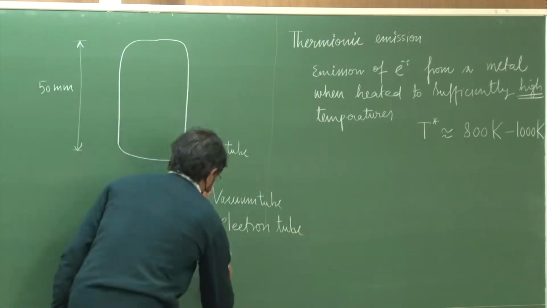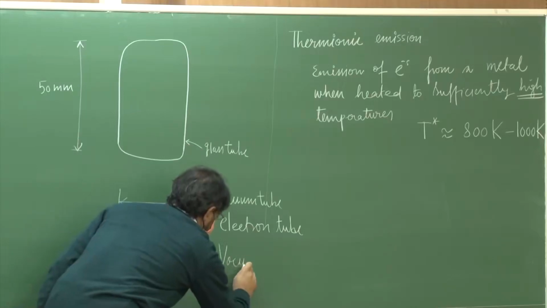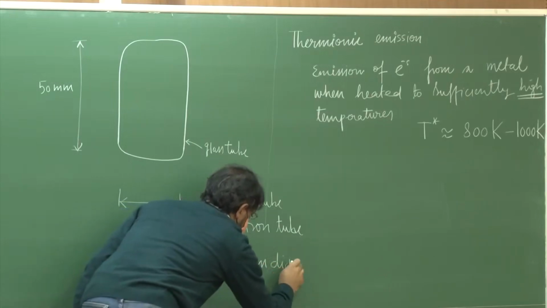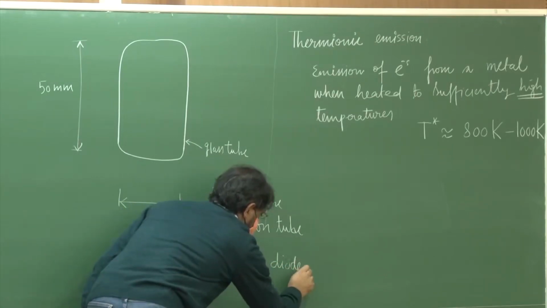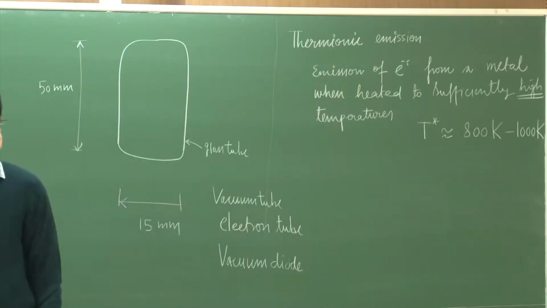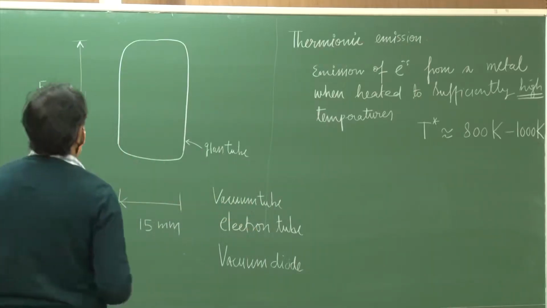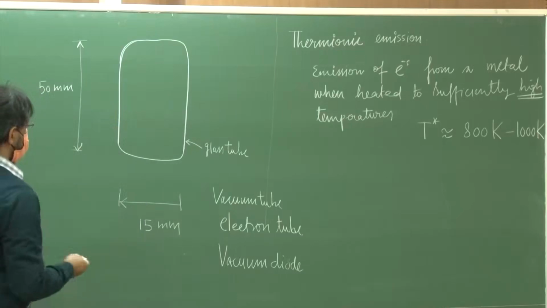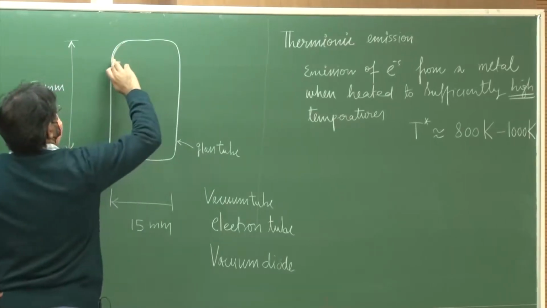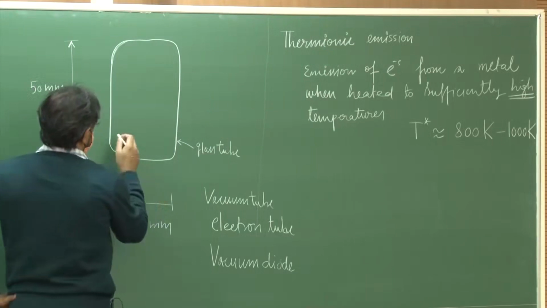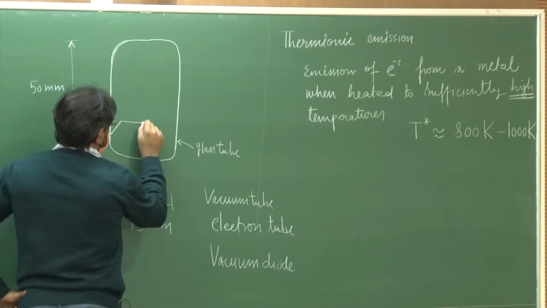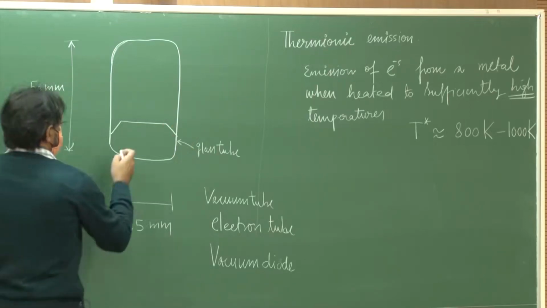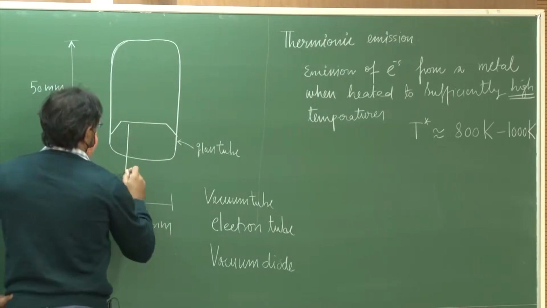The other very popular name is vacuum diode that you may have heard about. Before the solid state diodes were discovered, the radios and televisions used to employ these kinds of diodes. So what is it actually? I haven't really explained anything about this. It's very simple. There is a cathode, which is a metallic plate, and then underneath this there is a heater.